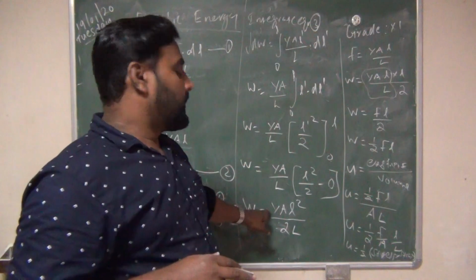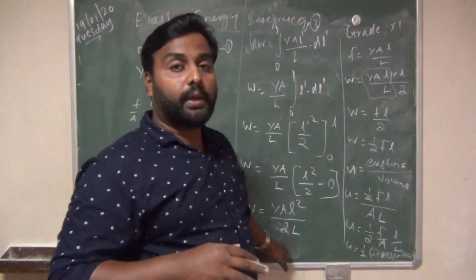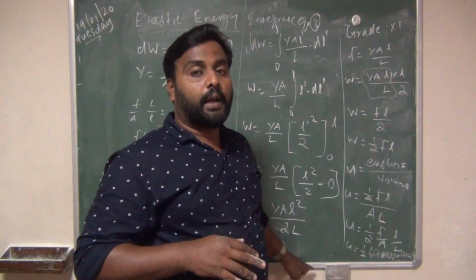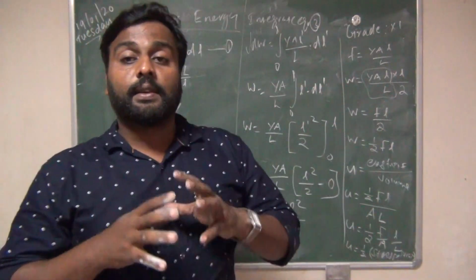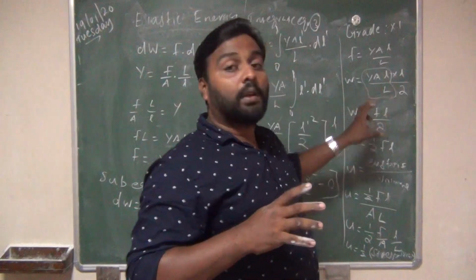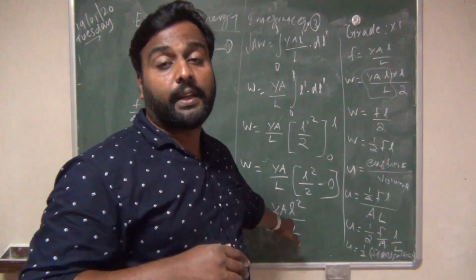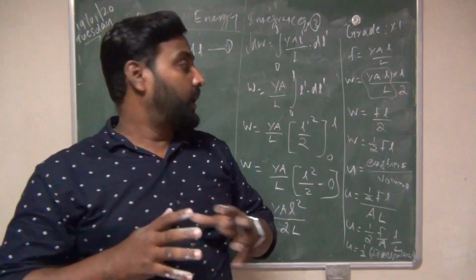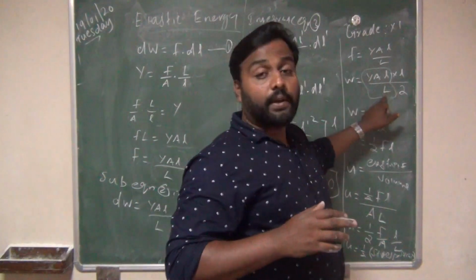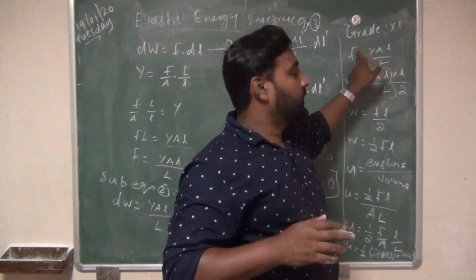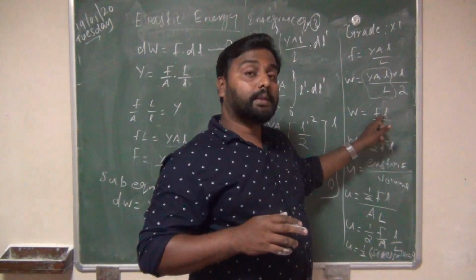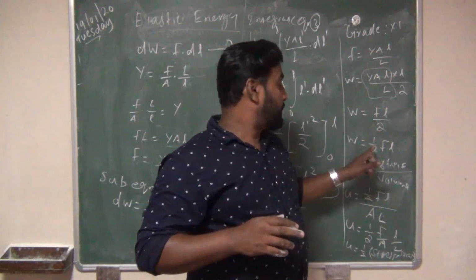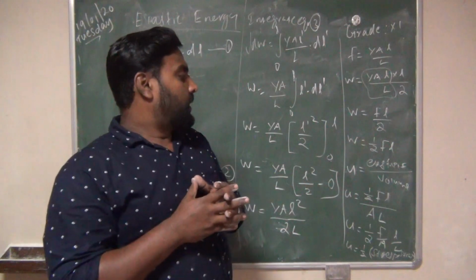While applying this we will get YA l square by 2 capital L, and we know that YA small l divided by capital L is F. For that substitution, we split l square as l into l. So YAl divided by capital L we can write as capital F. So the work done W is equal to F small l divided by 2.